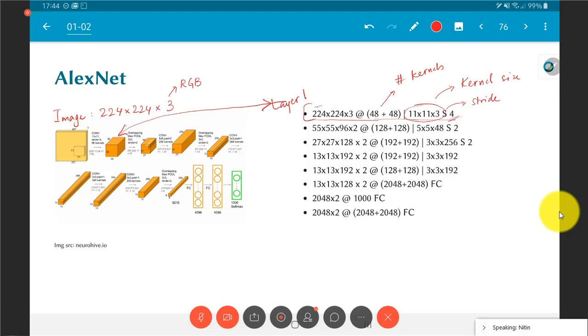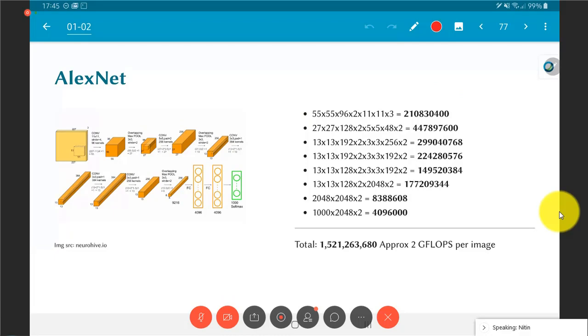so 55 into this number 96 is what I am going to end up with as the number of output pixels, or feature maps, feature elements. That clearly looks like it's going to be a fairly large number. So what I have done over here is gone through that entire computation. And if you actually do that math, you will find that this is basically 200 million operations at the first layer.